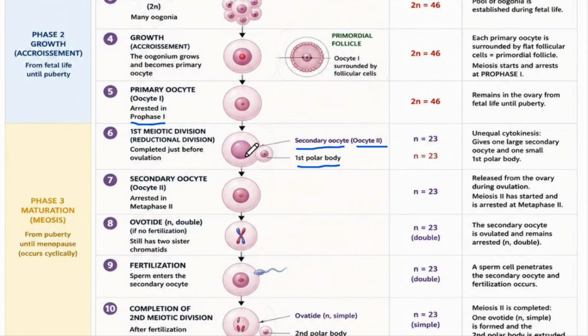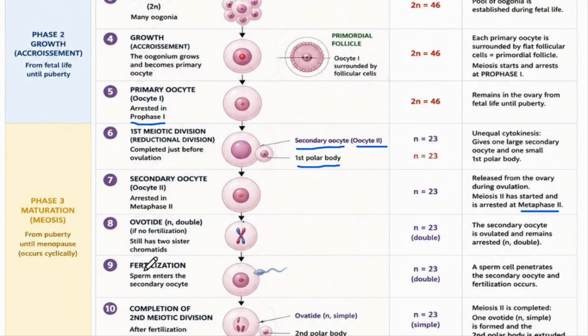Both cells are haploid, containing 23 chromosomes, which means n, but each chromosome still consists of two sister chromatids. The secondary oocyte, which means oocyte 2, immediately begins meiosis 2. However, it stops at metaphase 2. This is the cell that is released during ovulation.